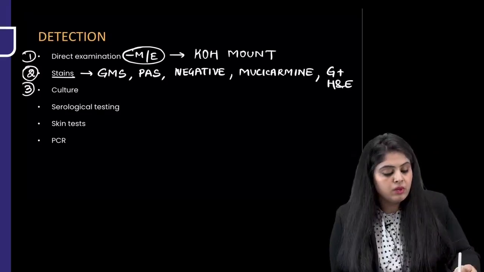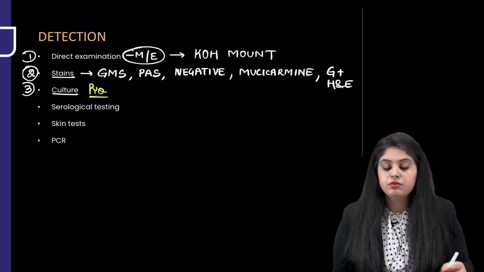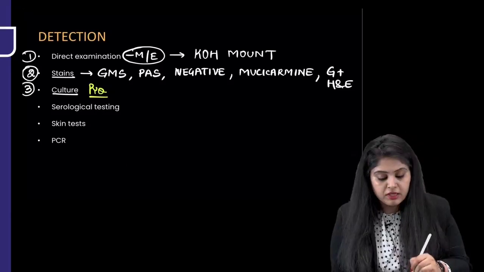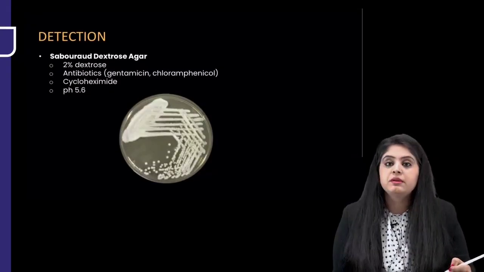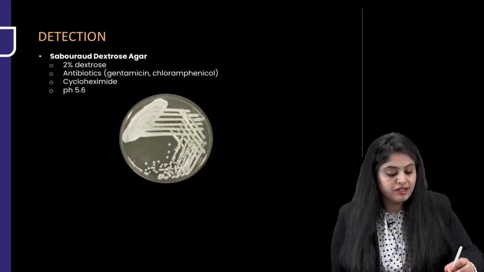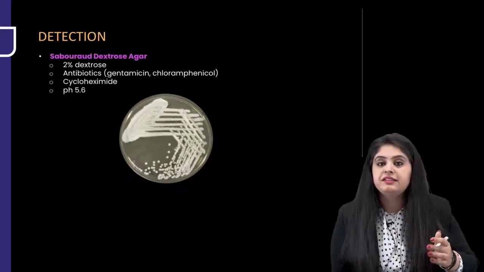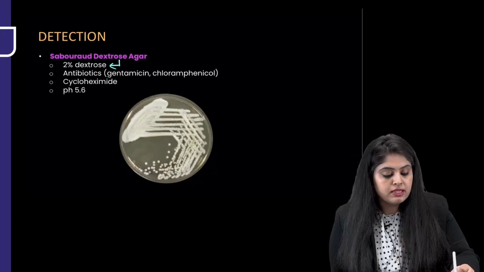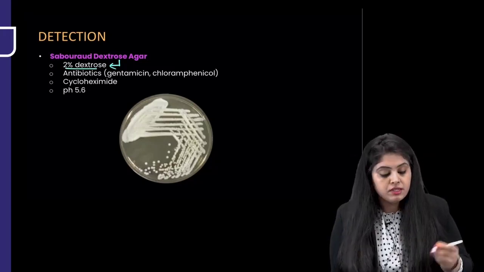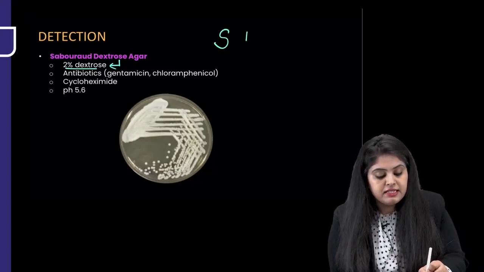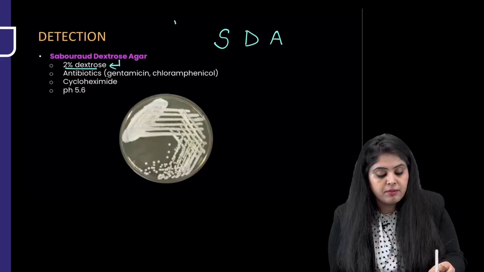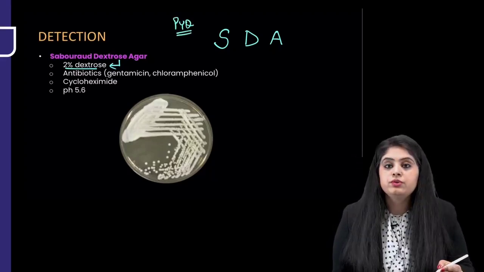Now coming to the third one, and that is a culture, and this is a previous year question, very, very important for all of you. So what is the culture that we use? The very famous Sabauroud's dextrose agar, that is SDA. Let's dissect it: it is obviously going to contain dextrose, there's no doubt about it. The question that has come in your previous years is what is the pH at which you are going to deal with it?